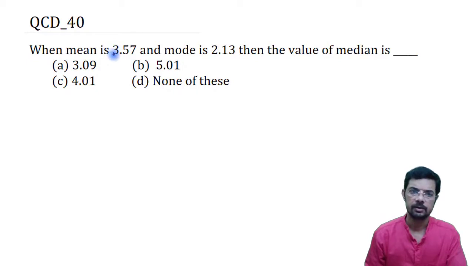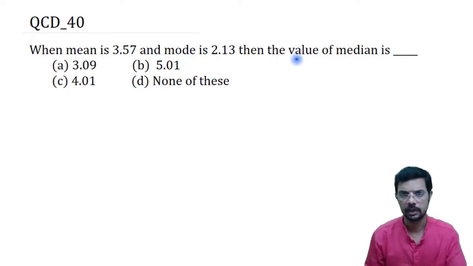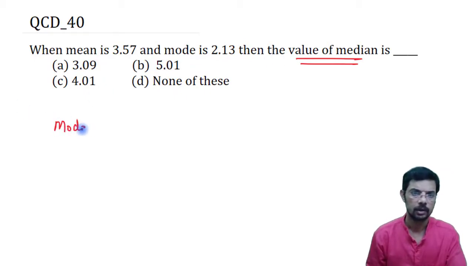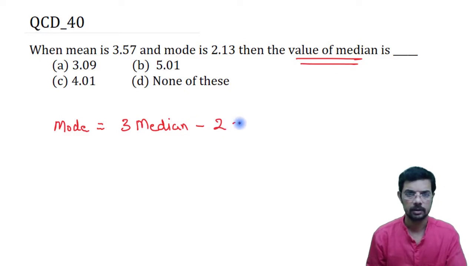When the mean is 3.57 and the mode is 2.13, what is the value of the median? We know that the mode is equal to 3 times the median minus 2 times the mean.